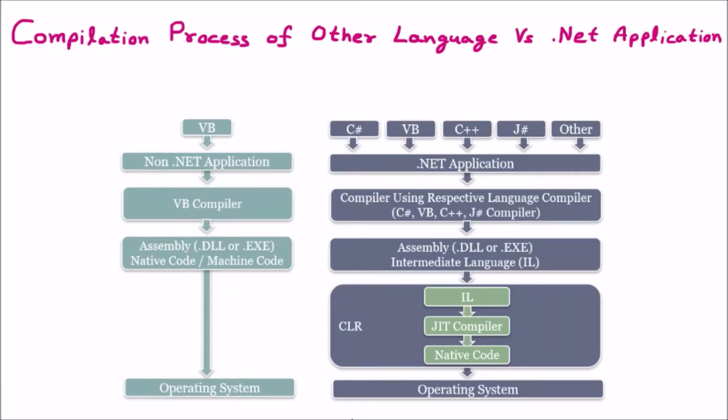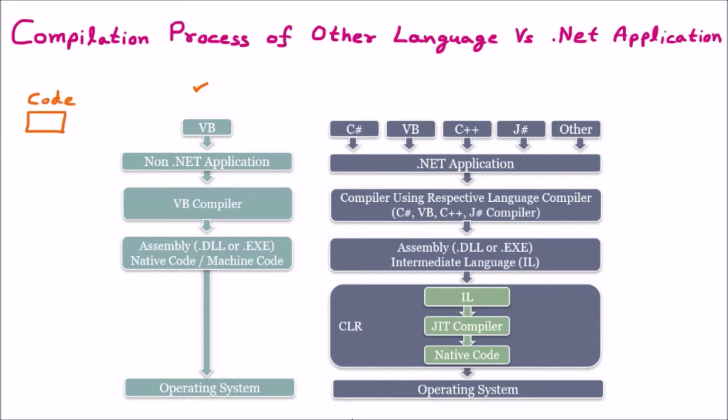Okay everyone, so now we are learning the compilation process of any language and we are then comparing it with the .NET application. Let's say we are taking any language, for example VB or C language. On the left hand side we have the compilation process of any language. Whenever we are coding, we write the code. Let's say this is the code which we write.